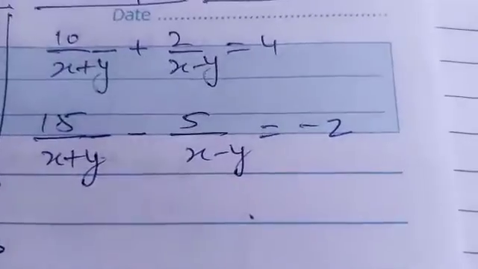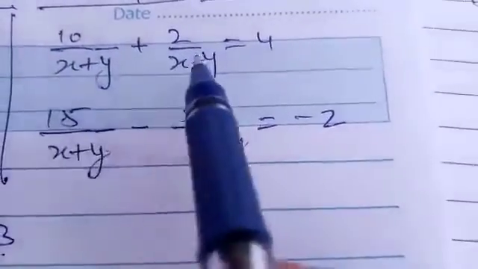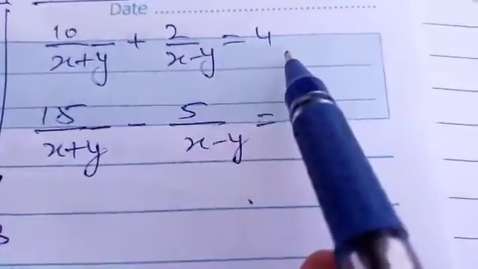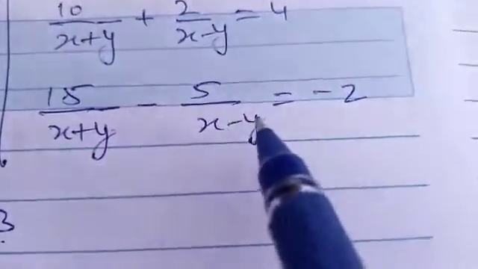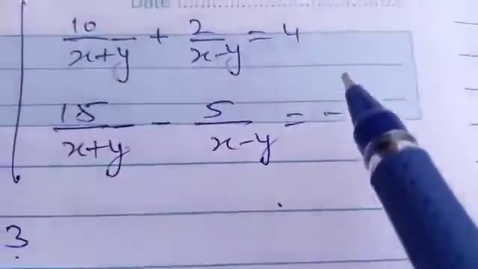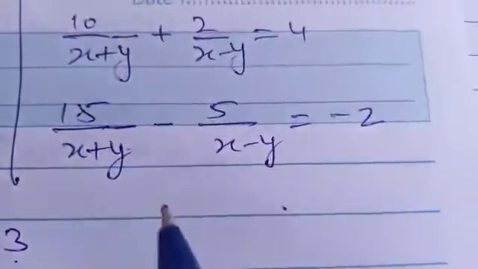So in this, if equations are given in this form, then we reduce them to simply p and q in the other variable. Now we take another example: 10 upon x plus y plus 2 upon x minus y equals 4, and the second equation, 15 upon x plus y minus 5 upon x minus y equals minus 2. The equation can be written in this form.